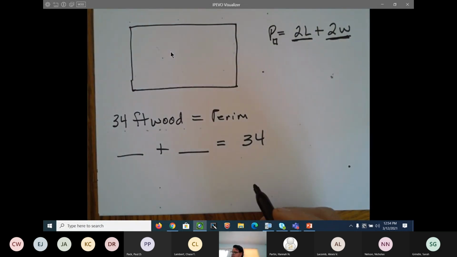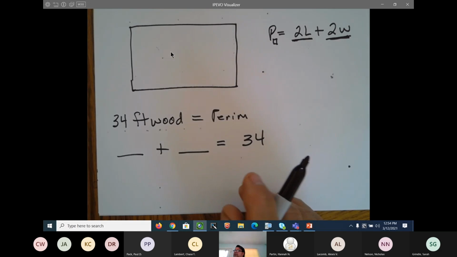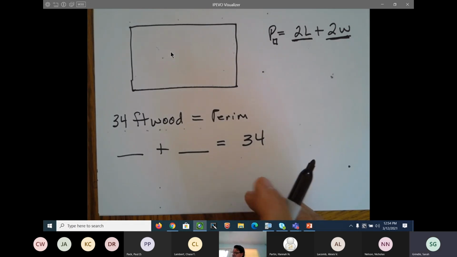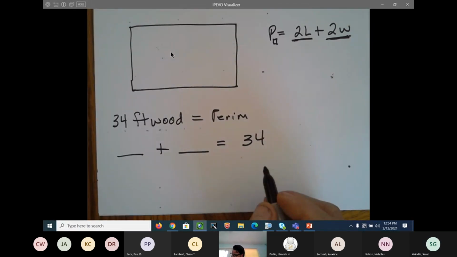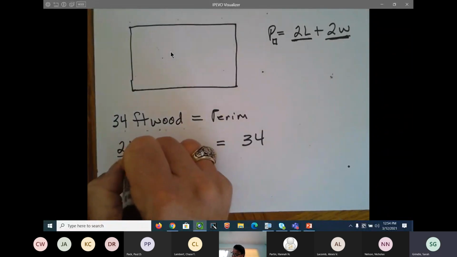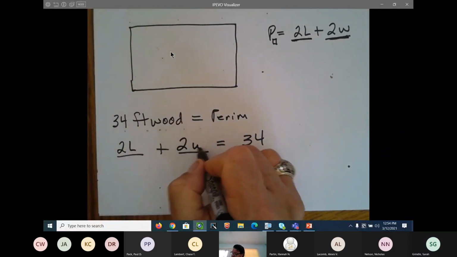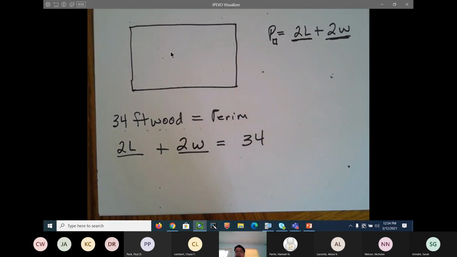W. I live in Belton. Never heard of Belton before. Heard of Belton, but I've never heard of Belton. Powdersville. Whatever. So 2L plus 2W.